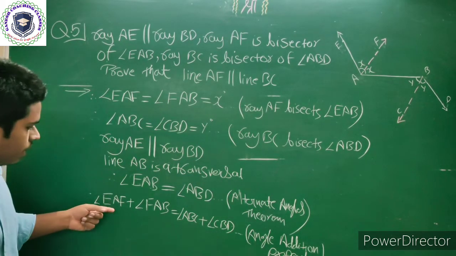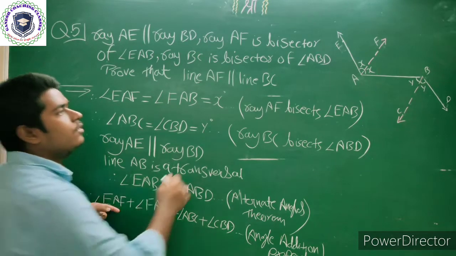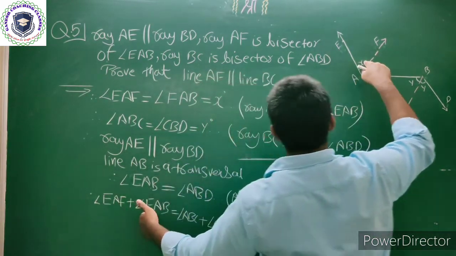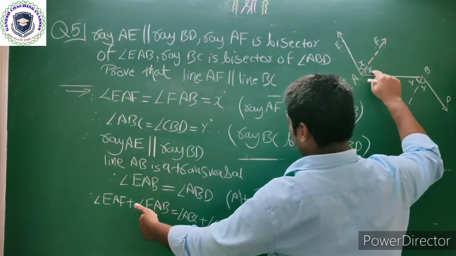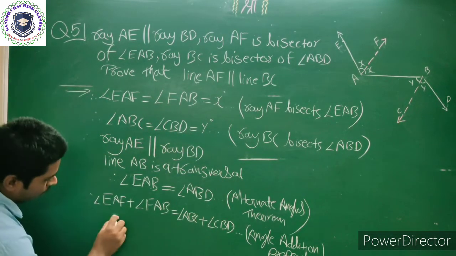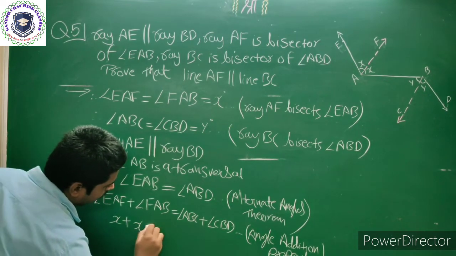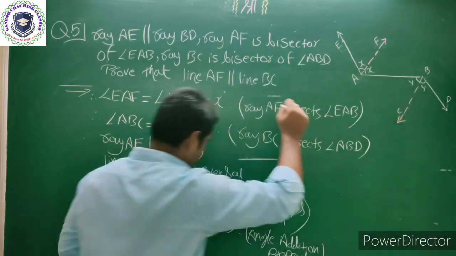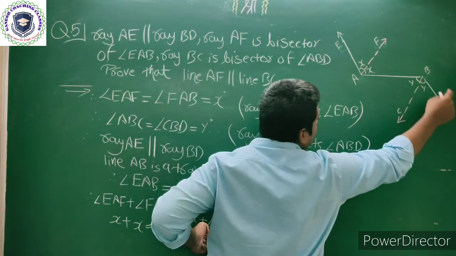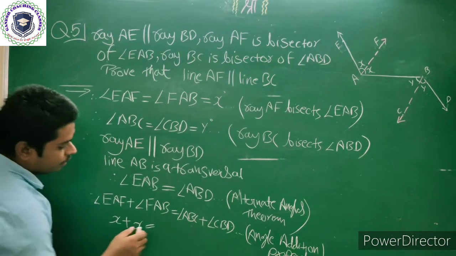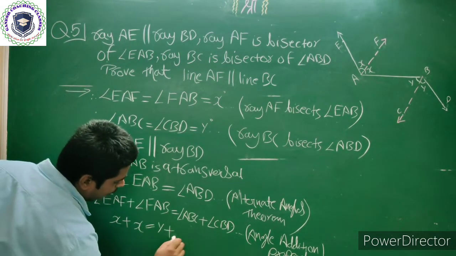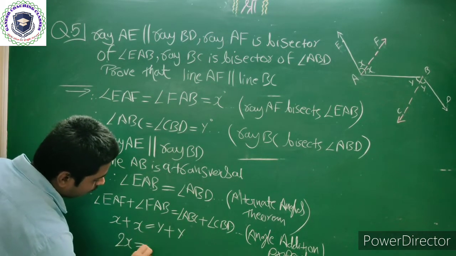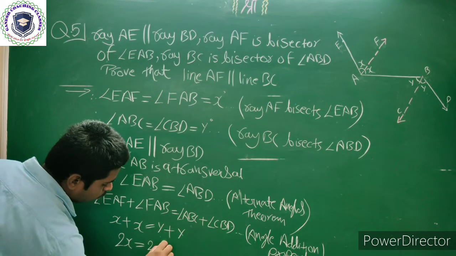Okay, so here the value of EAF given in the figure is X, and the value of FAB is again X. So X plus X is equal to, and the value of ABC is Y, and the value of CBD given in the figure is Y. So Y plus Y. Okay, X plus X is 2X, equal to Y plus Y, which is 2Y.